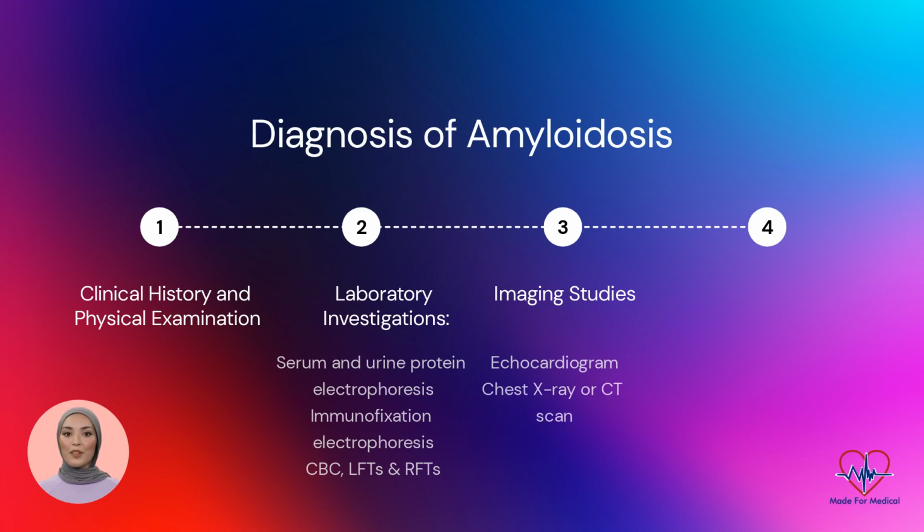Helps identify pulmonary involvement and assess the condition of the lungs. Abdominal ultrasound or CT scan. Examines the liver, kidneys, and other abdominal organs for signs of amyloid deposition.